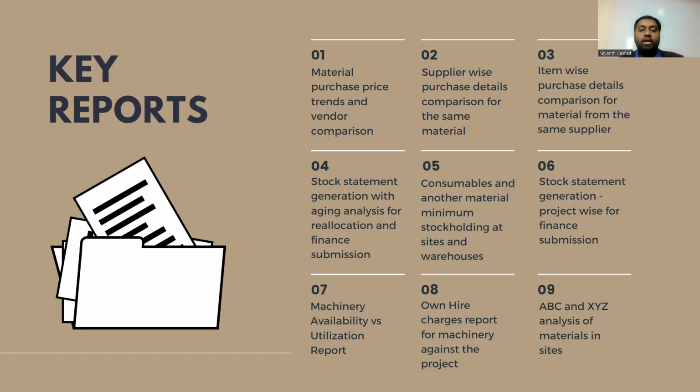The fifth report is in terms of consumables and another material minimum stock holding. So one is consumables. Consumables means, like I said, tools. So tools will be used continuously where we don't know where it is used for. Like nuts and bolts, we don't know where it is used for. Correct? Or like a trowel, we don't know which part of the site is using a trowel. So these are consumables and another material minimum stock holding.